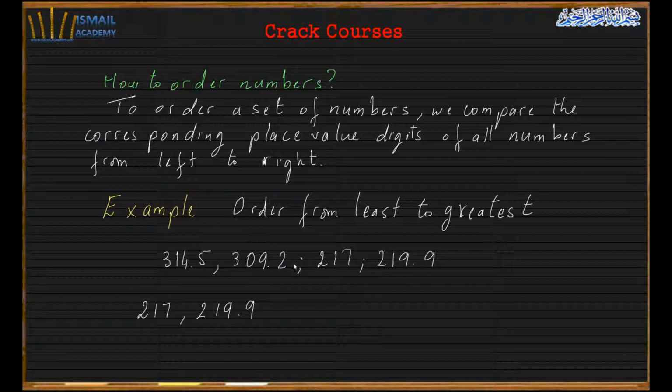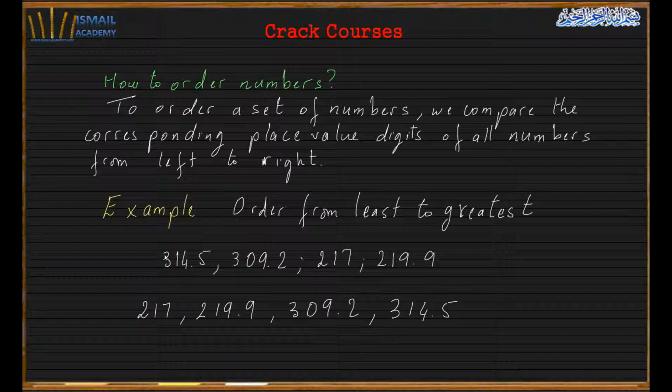Now I'm going to go to those two here. Here we have 3 and 3, so they are equal. So I'm going to move to the tens. This is 1, this is 0. That means this one is smaller and this is bigger. So here is going to be 309.2, and this is 314.5. So this is the order from least to greatest.